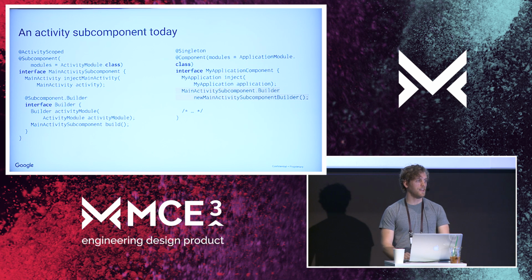If you want to make an activity subcomponent, it would look something like this. Sort of the same structure. You inject the activity. You have a builder that takes an activity module. But the funny bit is that you have to put on your component for your application something that lets you generate the subcomponent for the activity. This means that your application, in one way or another, if you're extending a bunch of interfaces or just listing them directly, however it is, the application component has to have a reference to the subcomponent for every single activity. No fun.